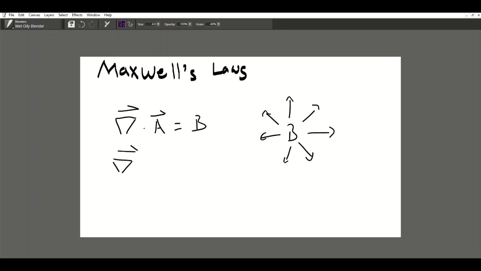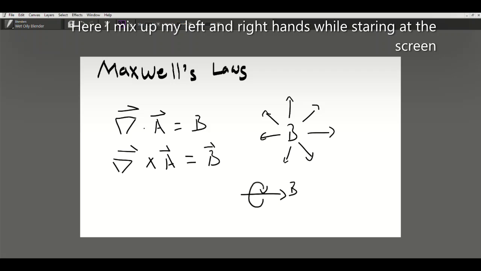Now, alternatively, we can talk about the curl of A, which is represented by these symbols. And we can say that A equals B, but this time with a vector. And what that means is that if B is a vector pointed this way, you get a curl following the right-hand rule. So A circles around it like this. And so that's why they're named that way, right?